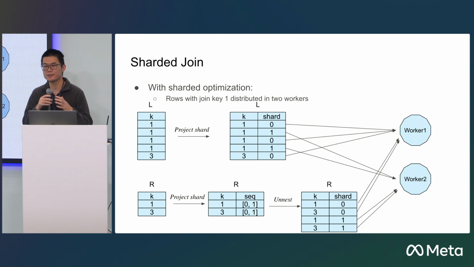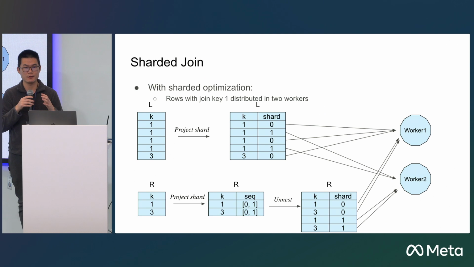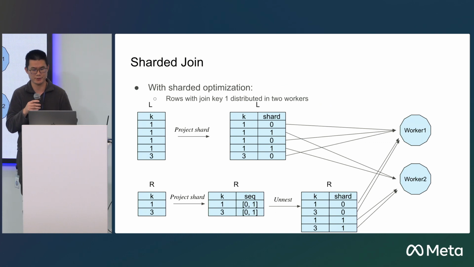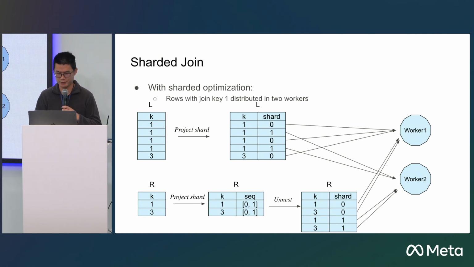You can think about it this way. Let's say we have a cluster with 1,000 nodes. A broadcast join replicates the build side 1,000 times, which may not be doable for a table that is not small enough. For the sharded join, we replicate n times, where n can be small, like 10 or 20 or 100. So this is the sharded join.